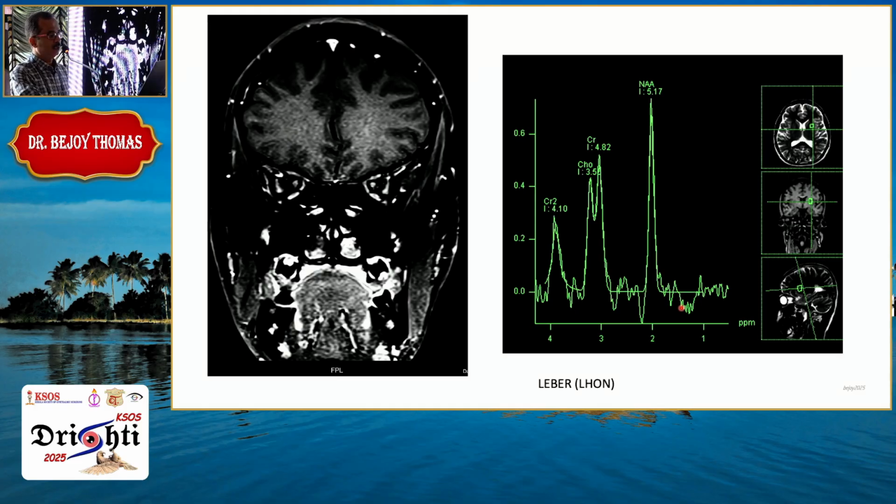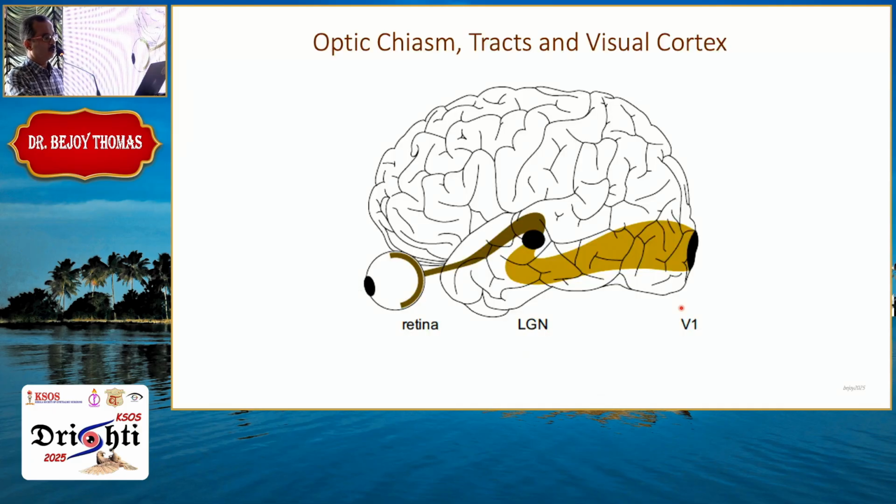this turned out to be Leber's optic neuropathy. Sometimes Leber's usually presents with optic atrophy, but in the acute phases, they can even present as an optic neuritis-like presentation, even with a contrast enhancement.